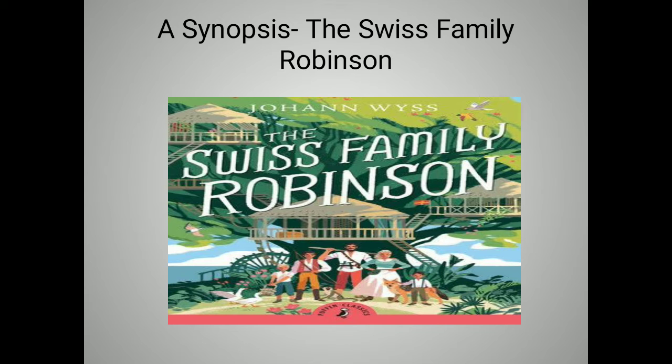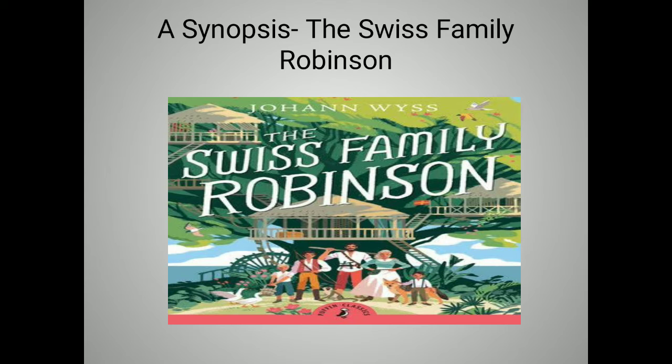The Swiss Family Robinson is a famous novel by Johann David Wyss. This particular word is pronounced as Wyss. So the author of this famous novel is Johann David Wyss, and this novel was first published in 1812. It means this novel belongs to the 18th century.